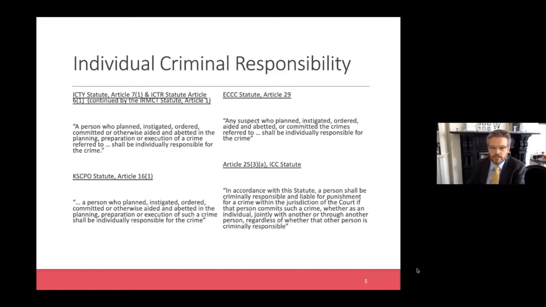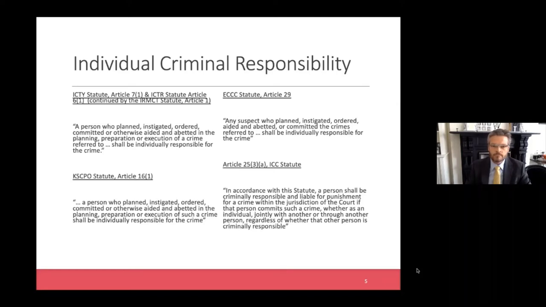Each refers to accessorial bases for liability as an aider and abettor, but in this webinar we will focus, as the cases that we will look at shortly focused, on the words commit or committed, and liability as a perpetrator rather than an accessory. Only one of the articles set out in this slide refers to the joint commission of an offence, and that is Article 25(3)(a) of the ICC statute.